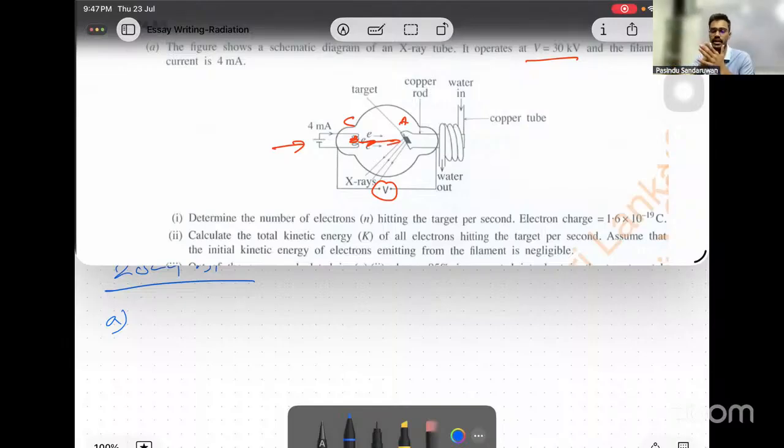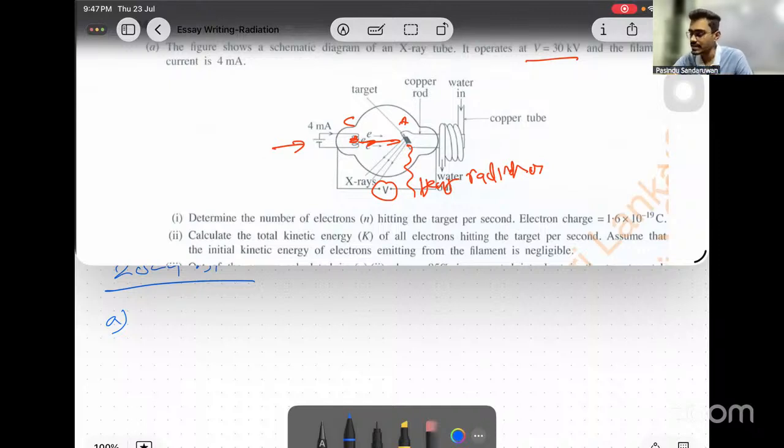And they collide on the target, right? As soon as they collide on the target, the total kinetic energy is immediately lost. When that kinetic energy is lost, heat radiation comes out. With that heat radiation, photons which show the properties of X-rays also come out, right?